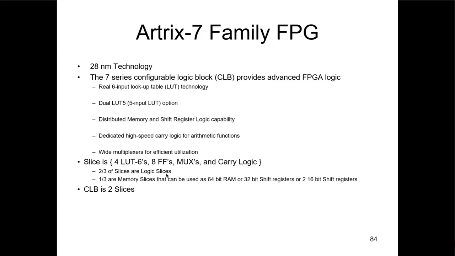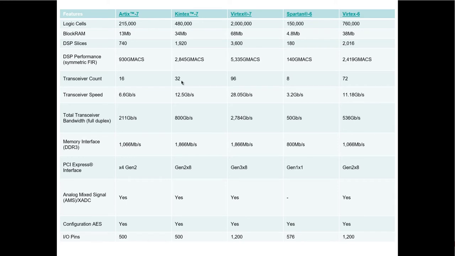2/3 of the slices are logic slices. 1/3 are memory slices. And your configurable logic block is 2 slices. So when it talks about configurable logic block, it's 2 slices. When you look at what's contained, I think we looked at configurable logic blocks. Let me go back to that slide real quick. Okay, we looked at this earlier. I probably should move this slide down there. So in our Artix 7, and I'm not sure exactly which one this chip is, this may be our chip actually, there's 215,000 logic cells.